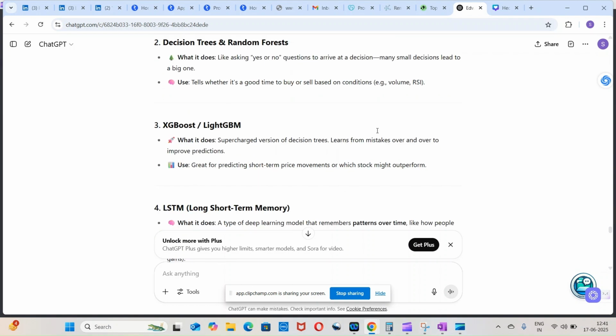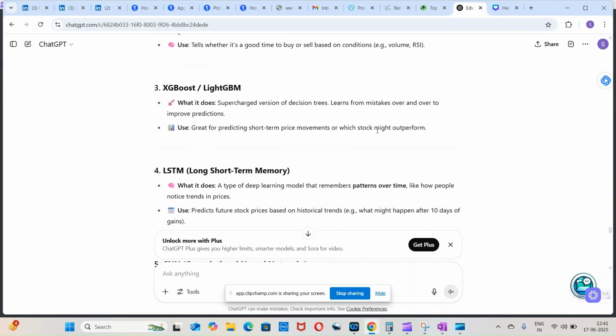So then we have XGBoost and LightGBM. These are the other AI models for prediction. This is nothing but a supercharged version of decision trees. But it's not just a complex version of decision trees with multiple parameters, it can learn from its mistakes and improve the predictions. That's the specialty of these models.